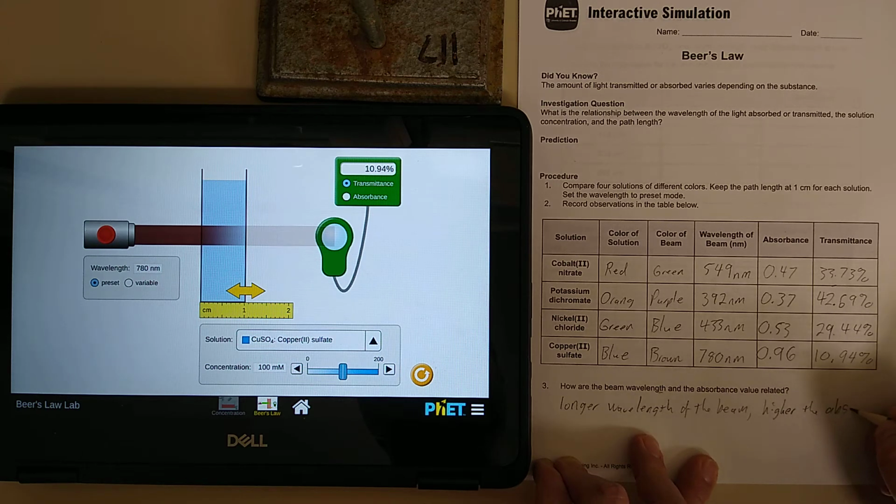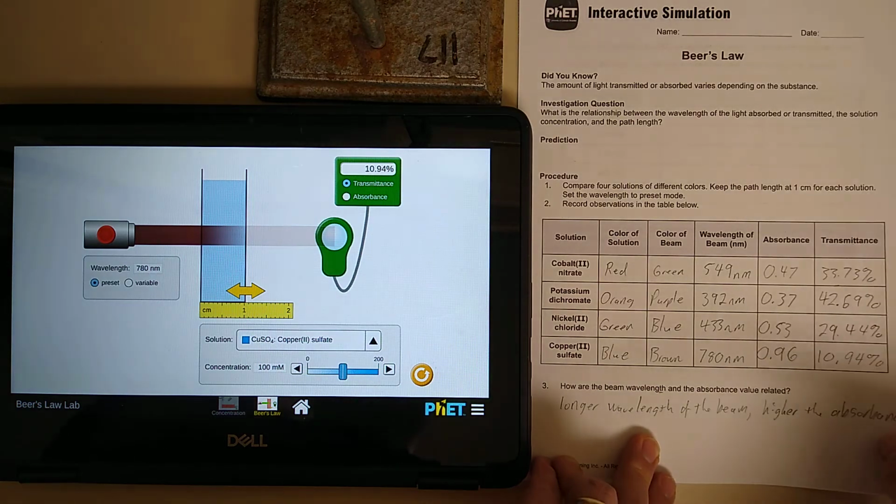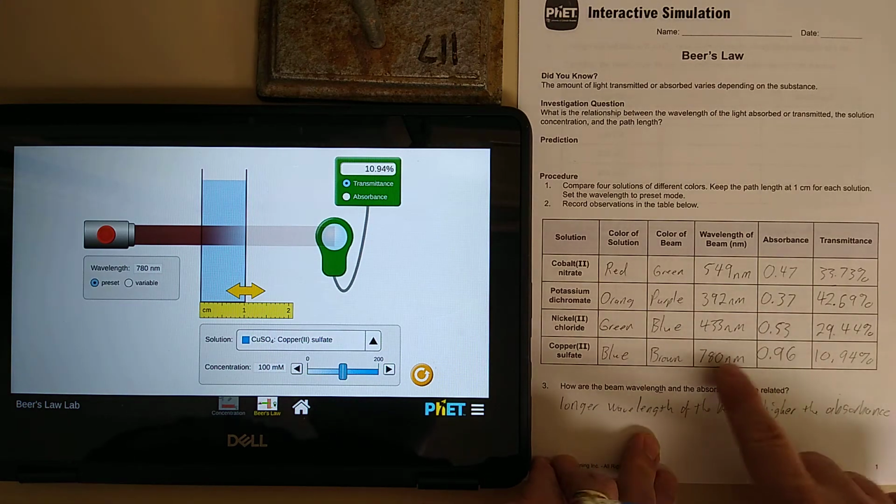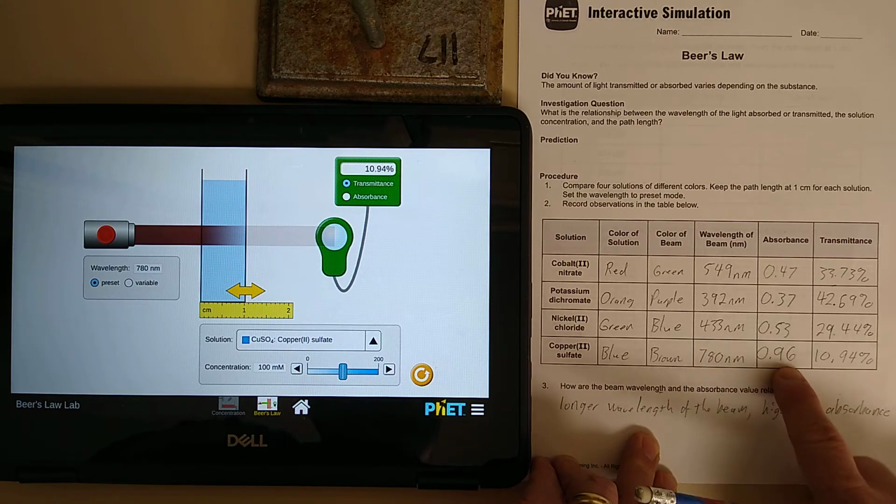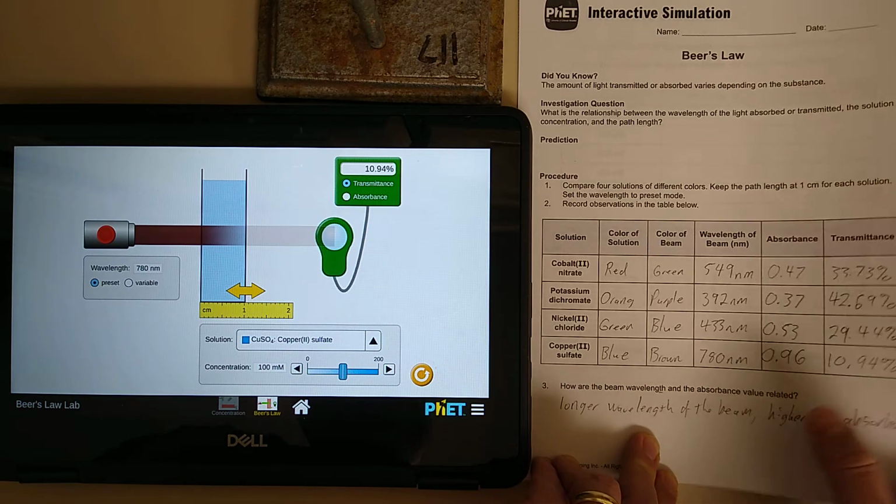Absorbance. Okay. So the longer the wavelength, these are much longer, the higher the absorbance. Okay.